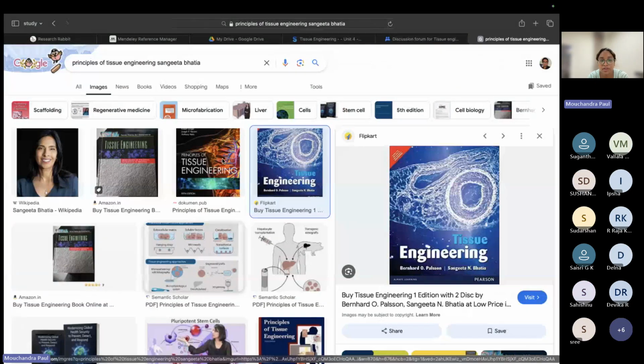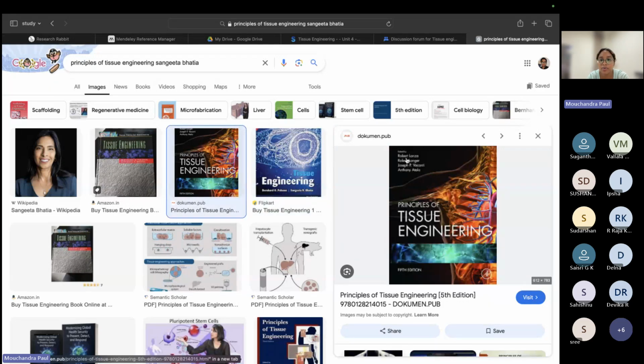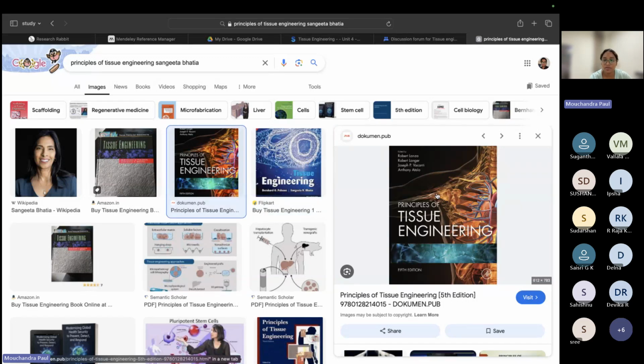So there are multiple books available. You can get the tissue engineering book by Palsson and Sangeeta Bhatia. This is a very nice book, written in very simple language. Other than that, there is a book by Robert Langer and Joseph Vacanti as well. Multiple editions of this book are available. The Palsson and Bhatia book is not available on the internet, meaning its PDF version is not available, but you can get the book by Robert Langer and Joseph Vacanti easily in PDF form. It is available, so you can download it.